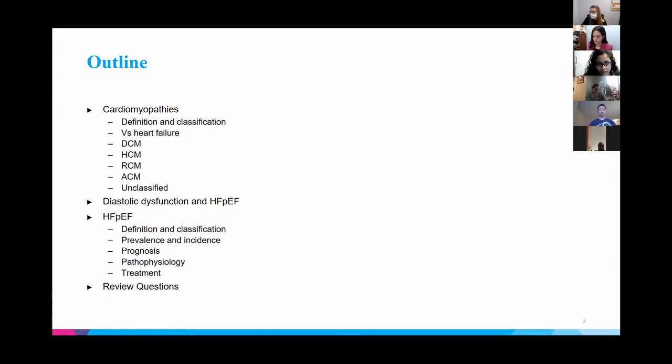Then we'll go over the difference between diastolic dysfunction and heart failure with preserved ejection fraction. And then we'll delve a little bit more into HFpEF, definitions, incidence and prevalence, prognosis, pathophysiology, and treatment. And then we have a few questions towards the end.